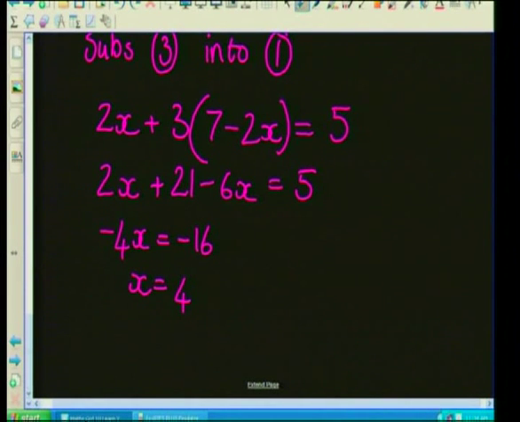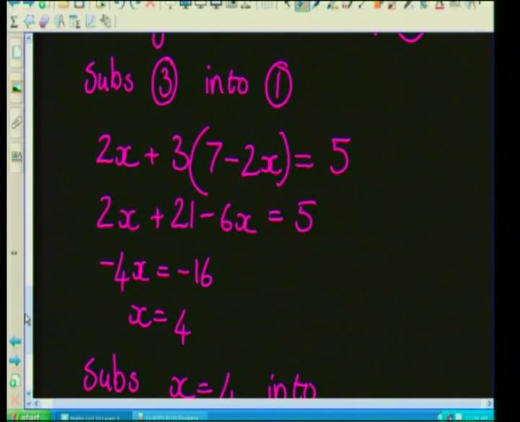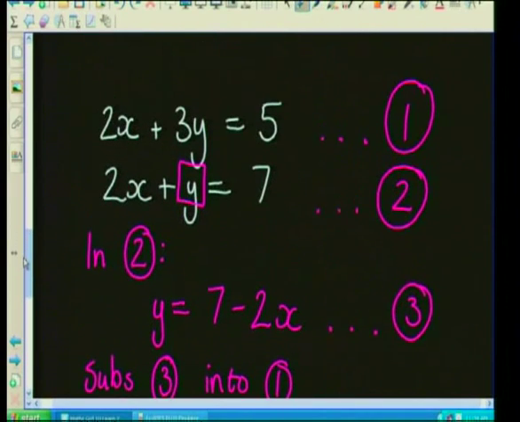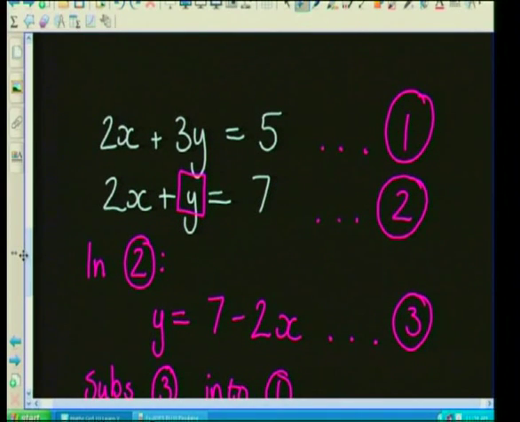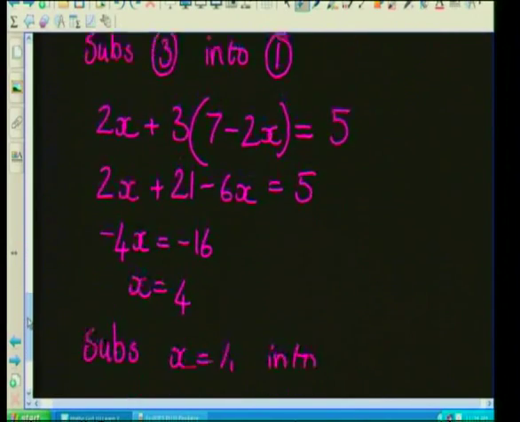Do I have the answer for y? No, I don't. So now I need to substitute x is equals to 4 into one of my equations. It doesn't matter which one you substitute it in, just make sure it's easy for you. What I generally find is number 3 is the easiest one to substitute in because it's already y is equals to something. So when you substitute a value for x in it, it'll work out nicely.